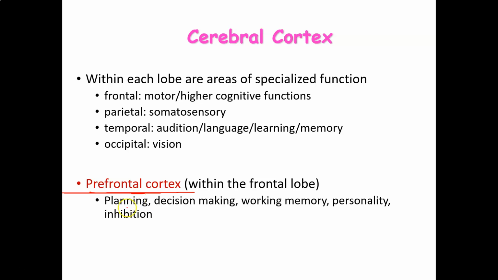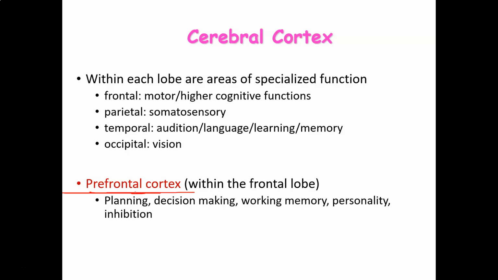Things like planning days, months, if not years in advance, right? Saving money so that we can purchase something bigger rather than spending it on something that we want. Delayed gratification. Decision making. It also handles working memory, which is holding information in our mind until we're ready to use it. It is the seat of our personality and behavioral inhibition, kind of squashing this urge to react even though we might want to, right? We might have the urge to react and act, but we know that it might not be socially appropriate, and so we inhibit that reaction, and that's what the prefrontal cortex does.